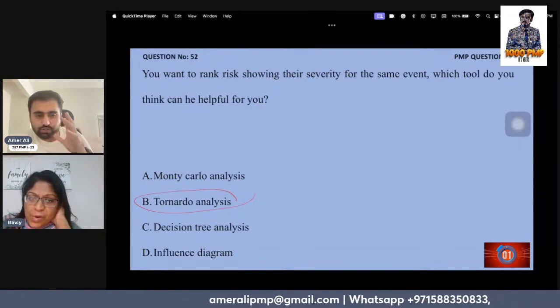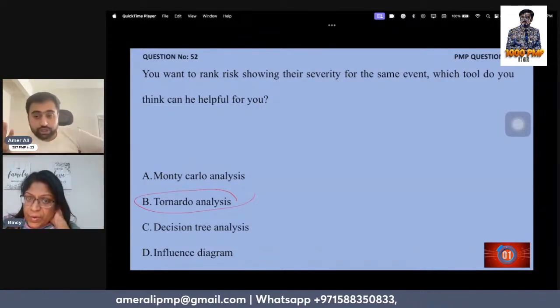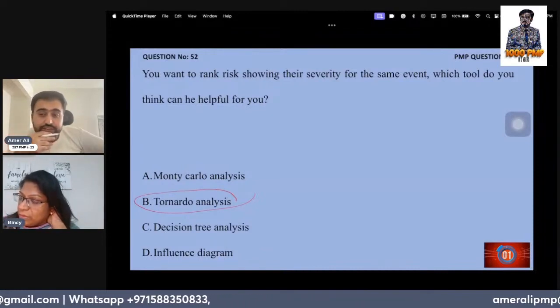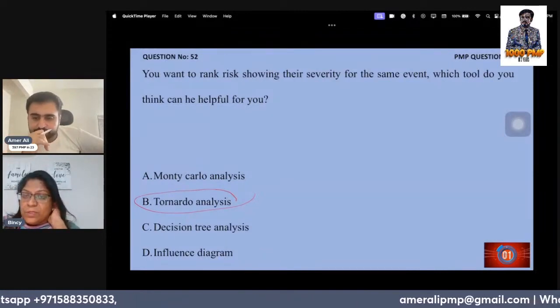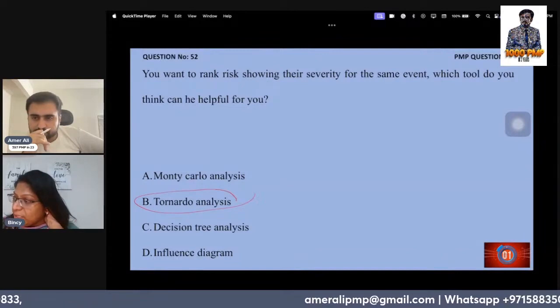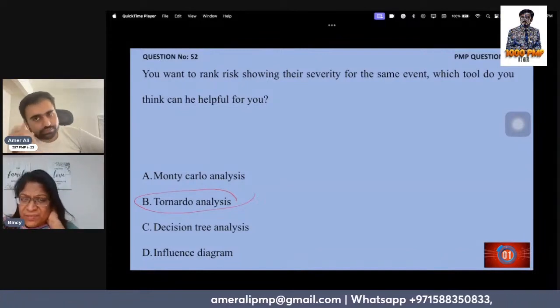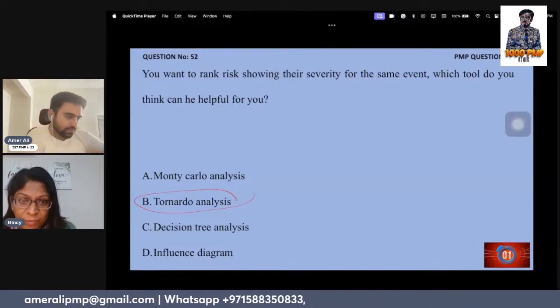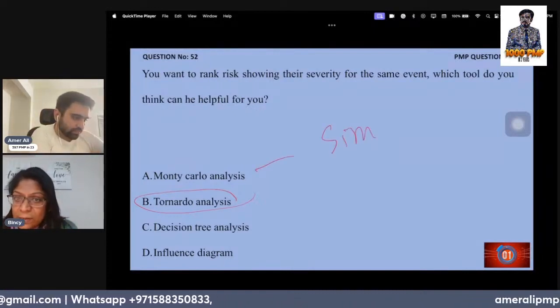So why not Monte Carlo analysis? What is Monte Carlo analysis? I would love to know that. What is decision tree analysis and what is influence diagram? Okay, so Monte Carlo analysis is basically giving us a probability of achieving a risk versus time versus cost. That is mainly for Monte Carlo analysis.